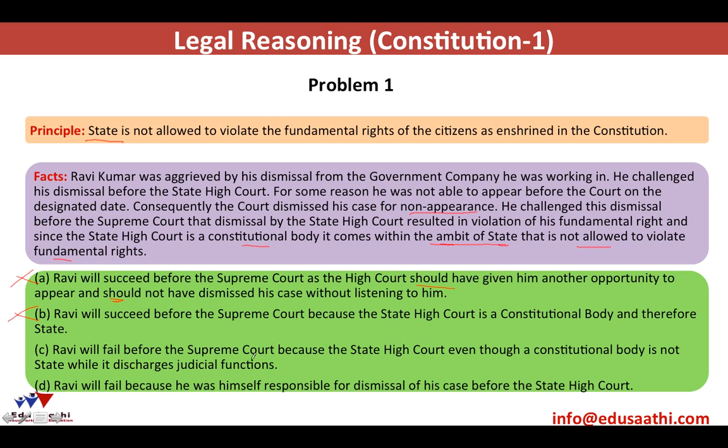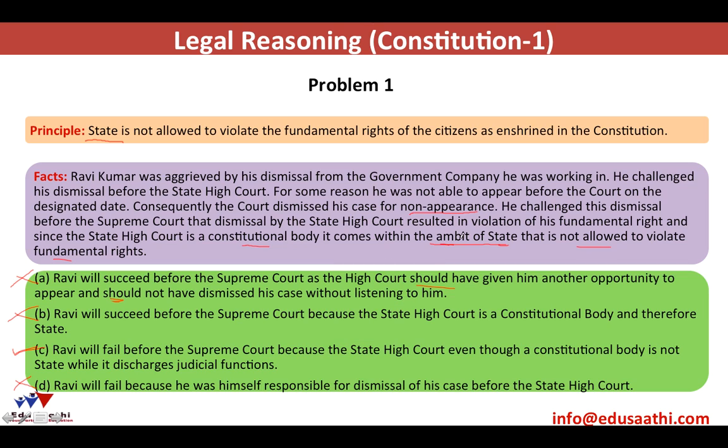Ravi will fail before the Supreme Court because State High Court, even though a constitutional body, is not state while discharging its judicial functions. So this might be the right answer. Let's take the last option. Ravi will fail because he was himself responsible for the dismissal of his case before the State High Court. No, this is the better option and the right justification behind his failure, or behind the case being not maintainable. So this is the right answer.